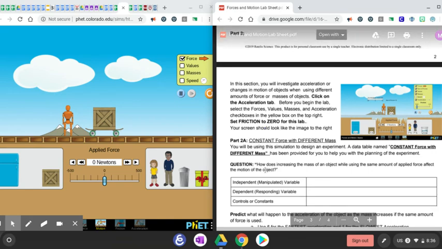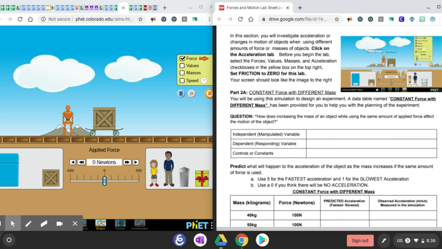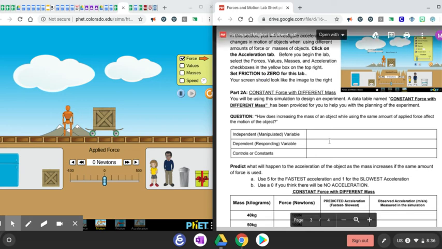All right, back at the beginning of the year and throughout the year, we looked at variables of experiments. The independent variable, it gives you a hint there, manipulate it. It's what you as the experimenter are changing. What are you going to change in this to answer this question? You're going to put that here.